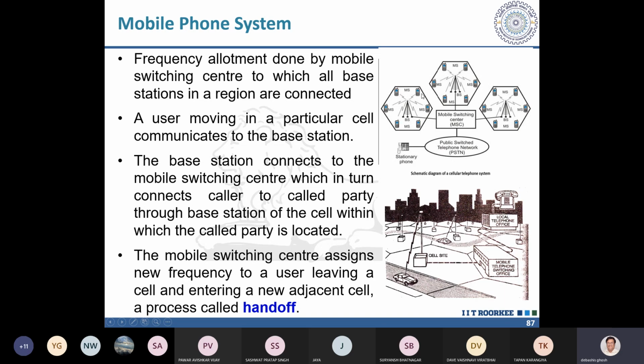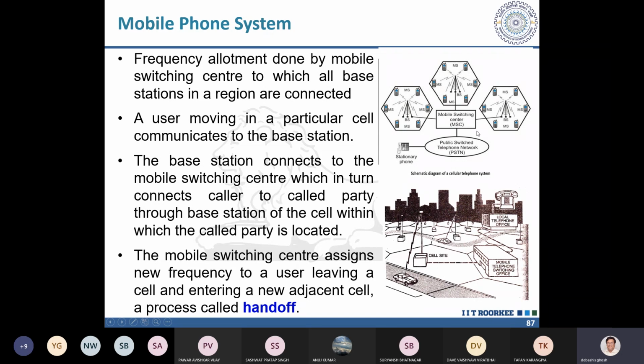Or maybe in the same cell. So this base station will send that request to the mobile switching center, and the mobile switching center will connect it to the called party, who may be in another cell, or maybe in the same cell. It will connect to the base station of that cell, and that base station will connect it to the called party of that cell. So this is how the connection takes place.